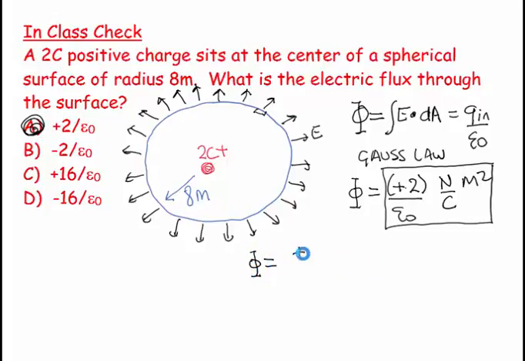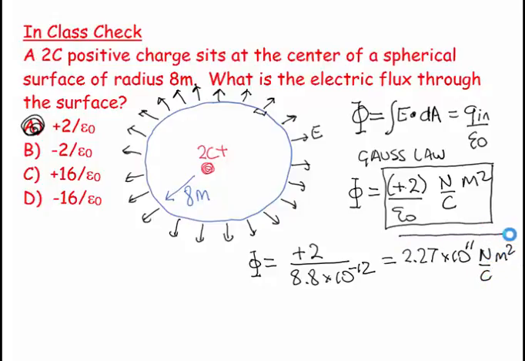I could say, well, it's plus 2 over my permittivity of free space, what they call epsilon naught, the Greek letter epsilon with a 0, and that would be 8.8 times 10 to the minus 12, and its units are farad per meter. Doesn't matter about that. So then we work this out and we get 2.27 times 10 to the 11 newtons per coulomb meter squared.